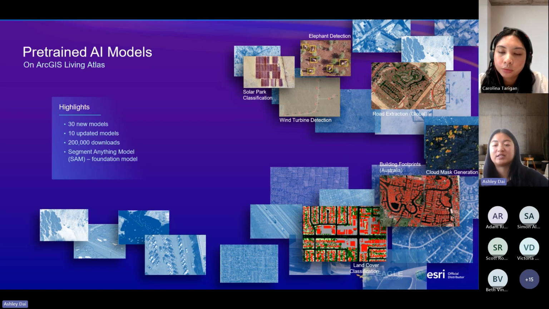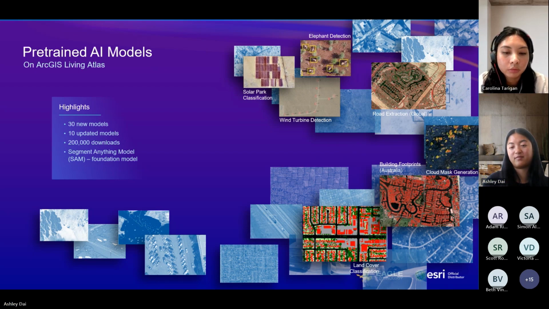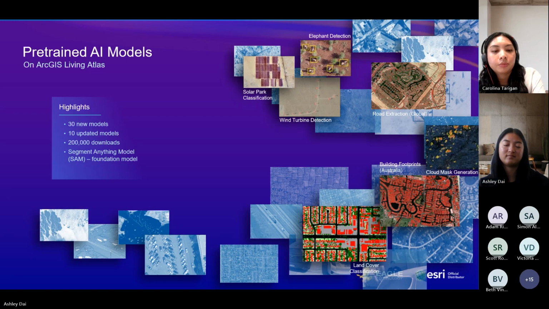And you can do things such as wind turbine detection, road extraction, or even elephant detection in some cases, which is quite cool. And we also have 6 new models from New Zealand, and one of those models being recently updated. And so those can also be found in Living Atlas.